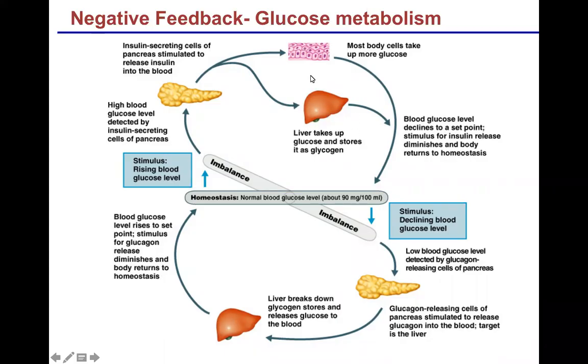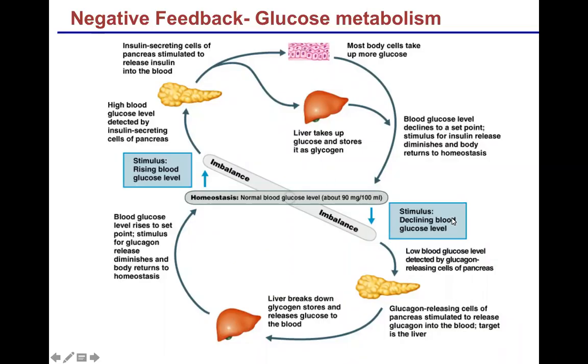And part of it can also be taken up by body cells. So once it is stored, once the blood glucose level declines, this taking up of glucose from the blood helps to keep the glucose concentration in the blood normal, and the normal homeostatic control is maintained. This is one part of the story.